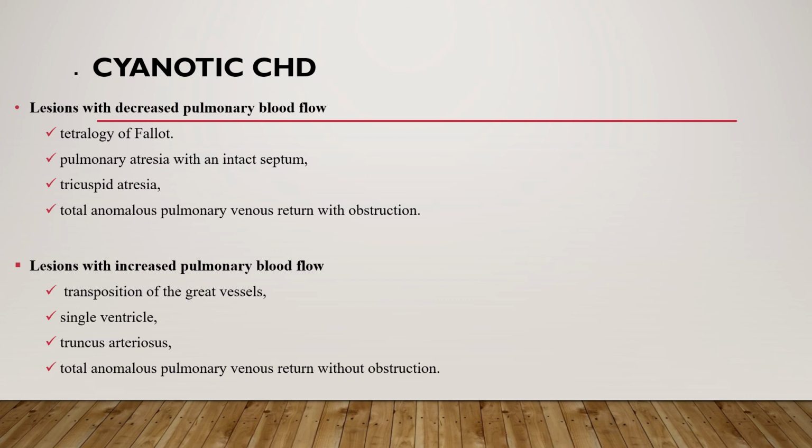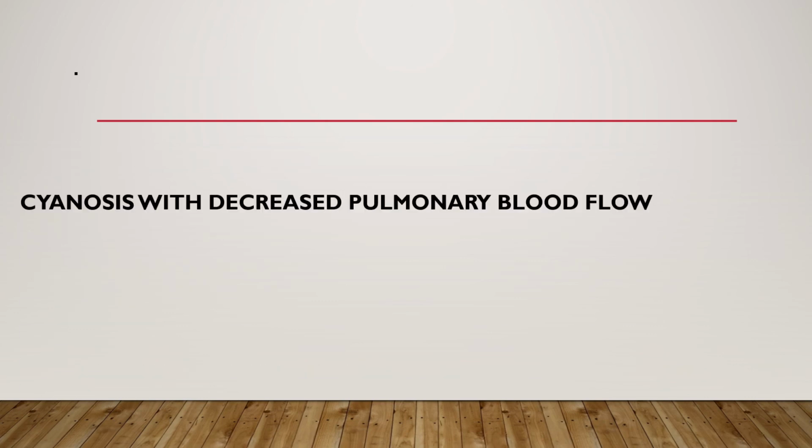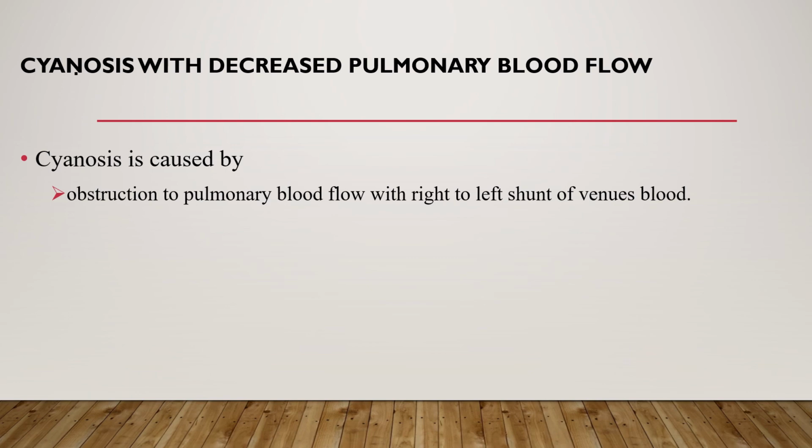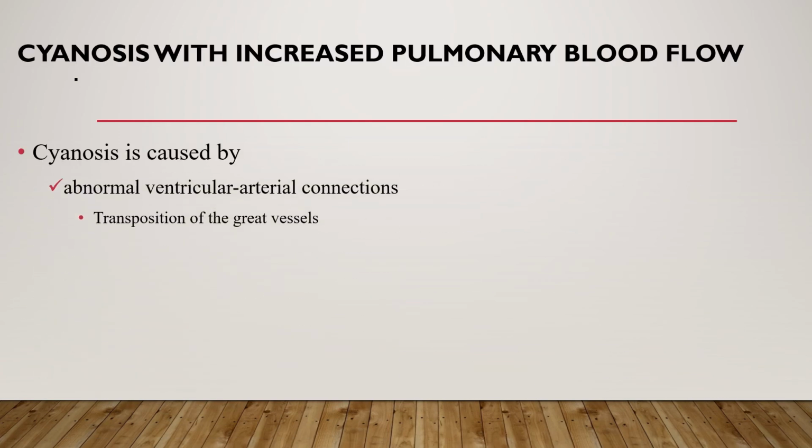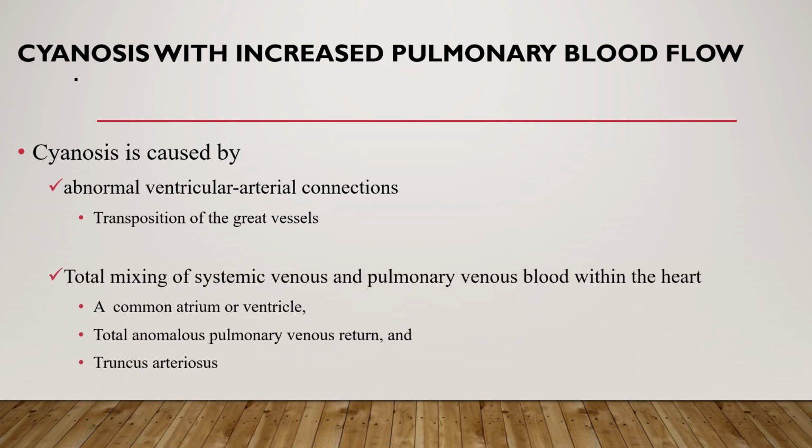Whereas cyanotic CHD with increased pulmonary blood flow includes transposition of great vessels, single ventricle, truncus arteriosus, and total anomalous pulmonary venous return without obstruction. Cyanosis with decreased pulmonary blood flow is caused by obstruction to pulmonary blood flow with right to left shunt of venous blood, and the degree of cyanosis depends on the degree of obstruction. Cyanosis can also be caused by abnormal ventricular arterial connection, such as transposition of the great vessels, or by total mixing of systemic venous and pulmonary venous blood within the heart, such as a common atrium or ventricle, total anomalous pulmonary venous return, or truncus arteriosus.